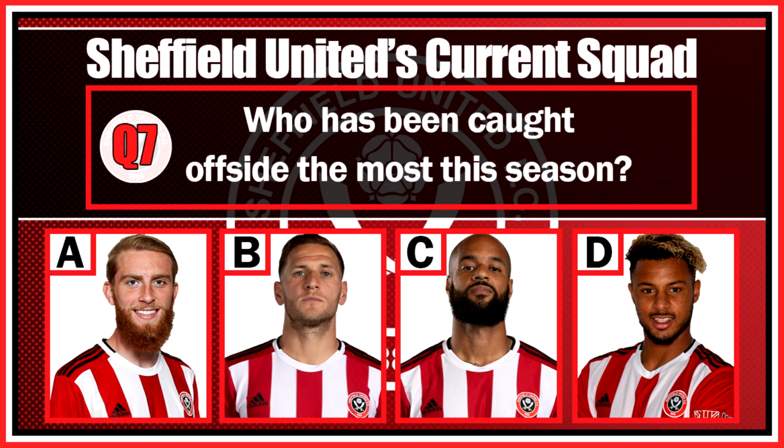In question 7, I asked you, who's been caught offside the most times this season? Was it McBurney, was it Sharp, was it McGoldrick or was it Mousset? And of course it was D, Lys Mousset. Lys Mousset has been caught offside 15 times this season. The next two are David McGoldrick with 9 and George Baldock with 8.